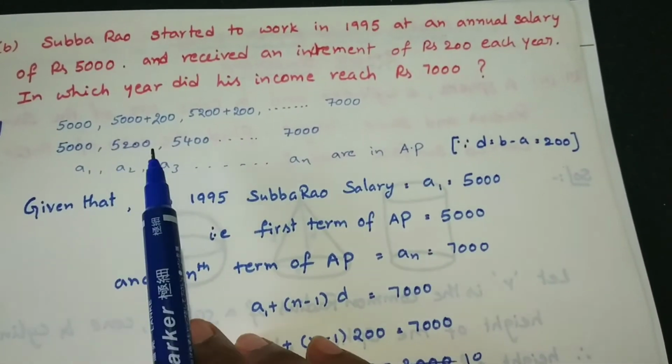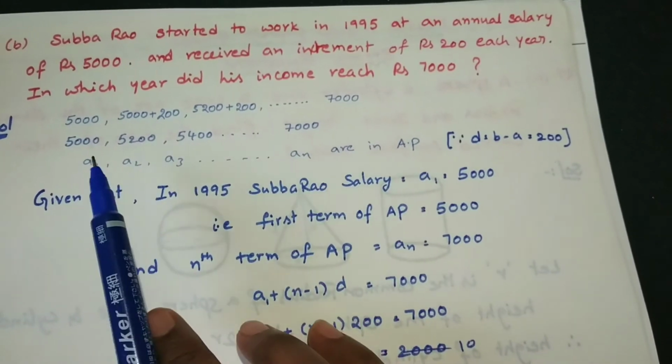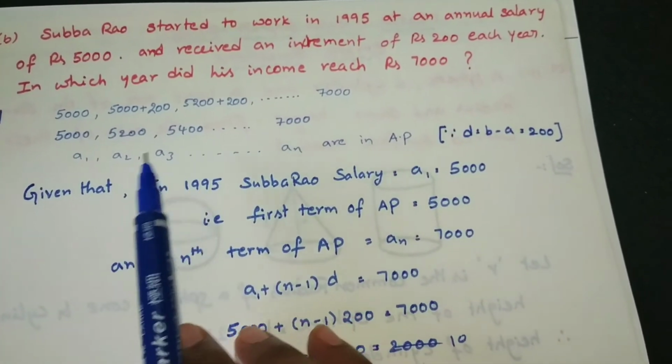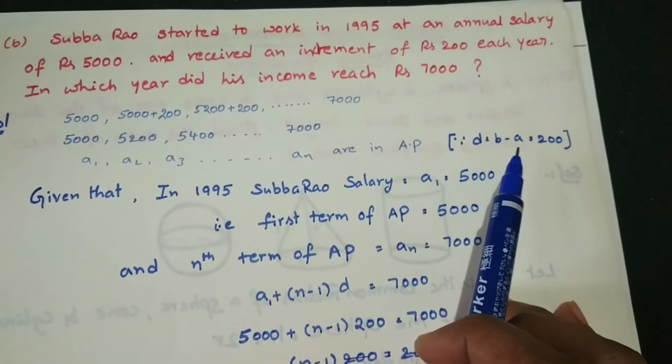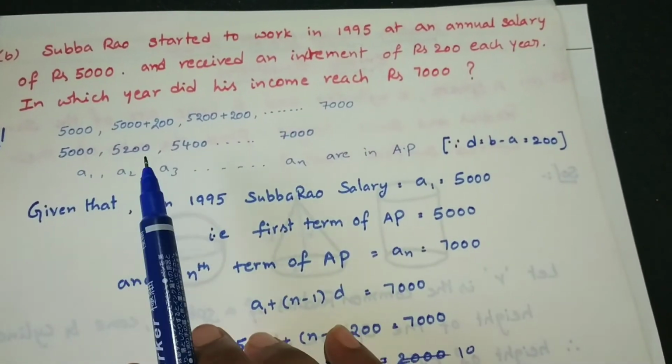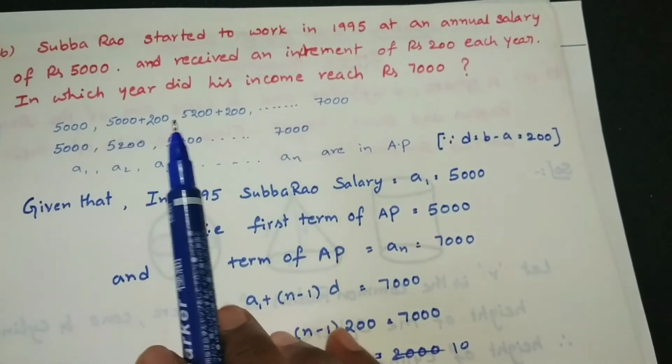That means 5,000, 5,200, 5,400 and so on up to 7,000. If you observe this series, it is in the form of an arithmetic progression with common difference d. If you observe the difference between the first term and the term before it, it is 200, and between this term and the term before it is 200. The common difference is the same.